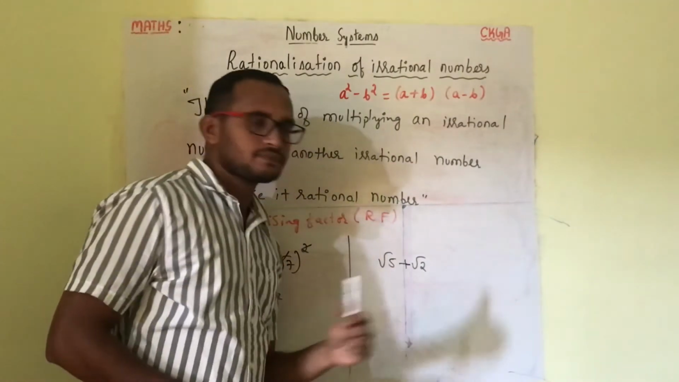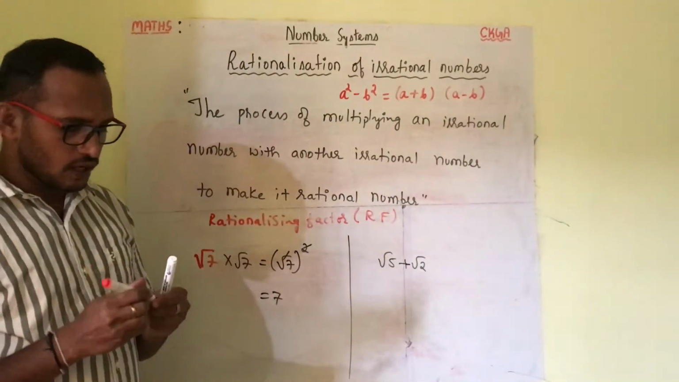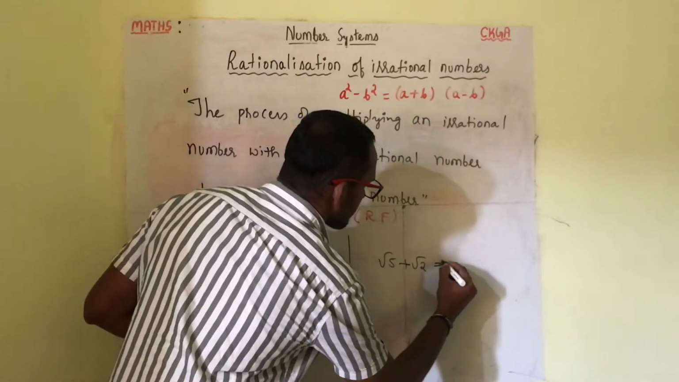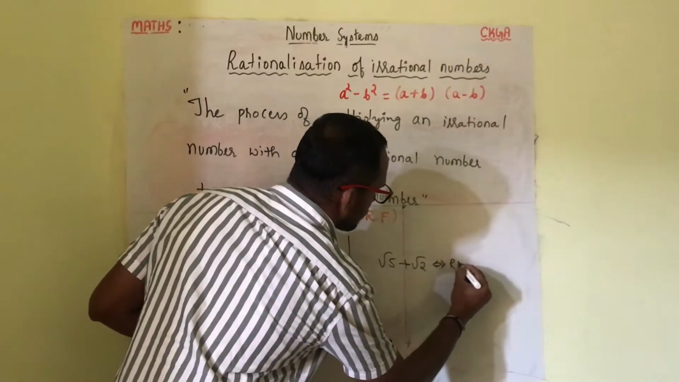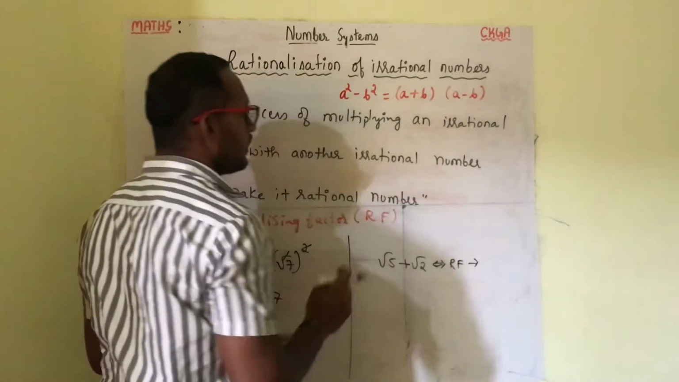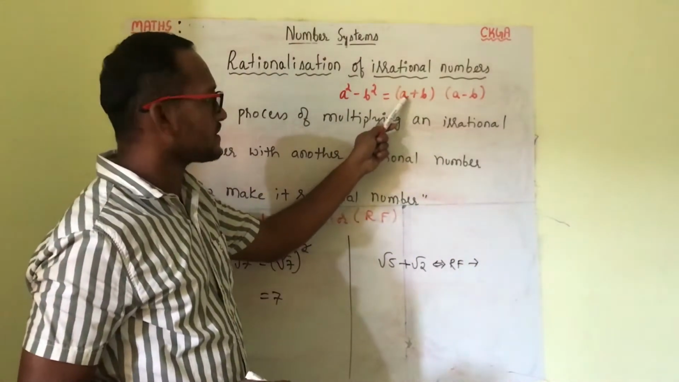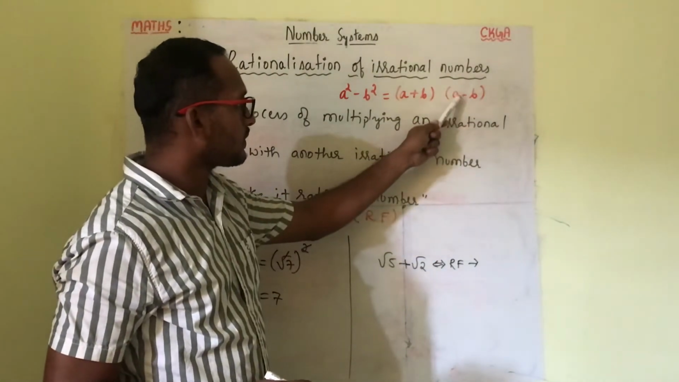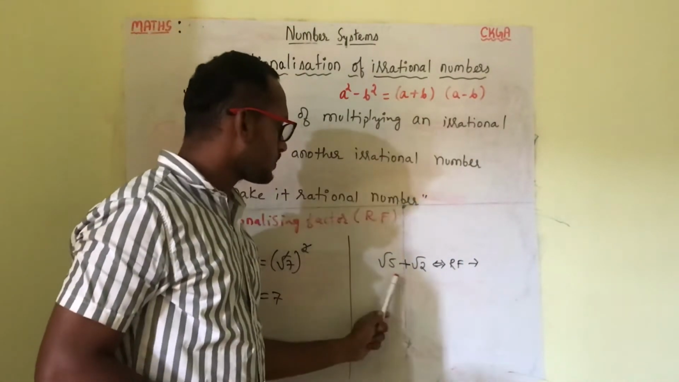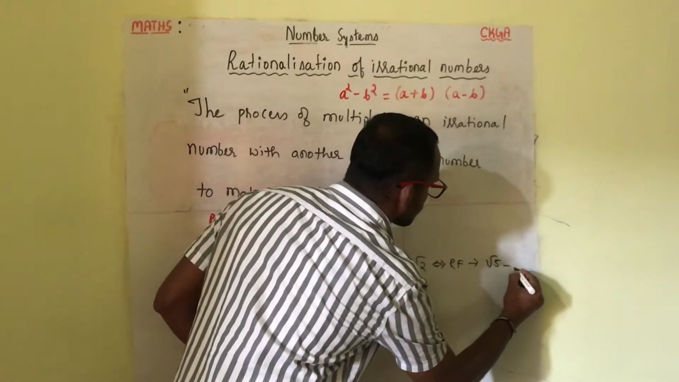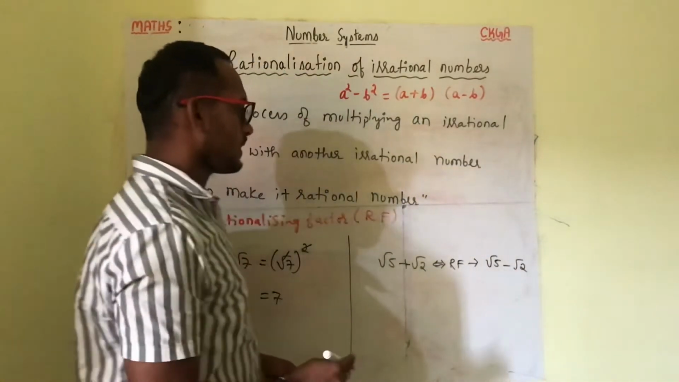Look at this one. Now root 5 plus root 2, I will write RF in the beginning. The RF of this will be what? Suppose you assume root 5 plus root 2 as the a plus b part of the identity. Now what would the RF be? So a minus b, that is, the RF could be root 5 minus root 2. So you can say that is an RF.